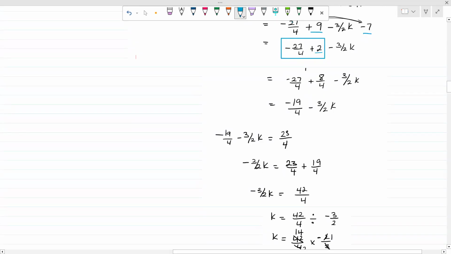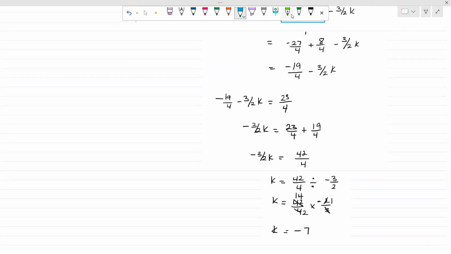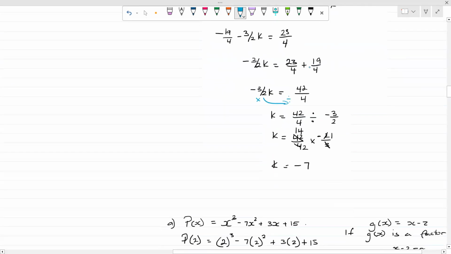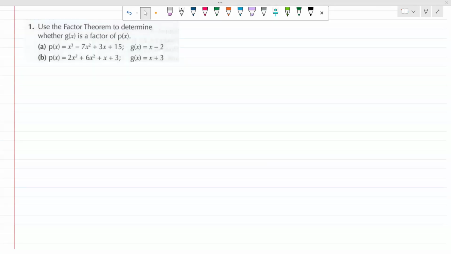Right? When you move the 19 over 4 across, it becomes positive 19 over 4. When we add 23 and 19, we're going to get 42 over 4. Right? If we divide that by negative 3 over 2, because I need to move this to this side here, we're multiplying, so when I come across, I need to divide. Right? We divide in fractions. We're going to change this to multiplication, flip this. And when we simplify, we're going to get k to be negative 7. Everybody right with that? Lovely. All right, so now we're looking at the factor theorem.